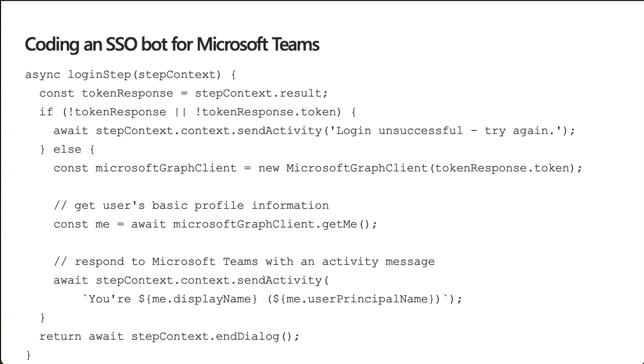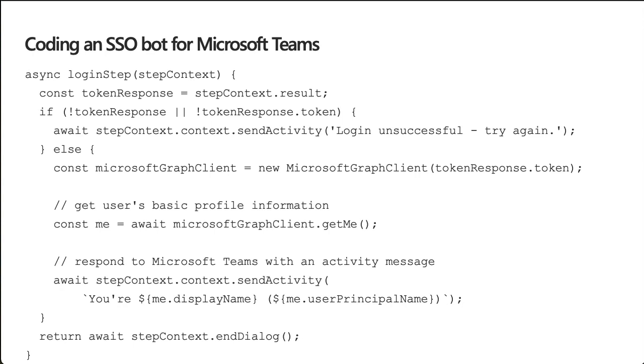Now the login step was the second step that we were just looking at. What this login step is going to do is obtain an access token using the bot's authentication support. If this is successful, it's going to use the access token obtained from the OAuth process to submit a request to Microsoft Graph and display the information returned. As you can see in the else statement, after the authentication is successful, I'm getting a reference to the Microsoft Graph client by passing in the token I received back, and then I'm using the Microsoft Graph client to get a reference to the me object, which is just graph.microsoft.com/v1.0/me.